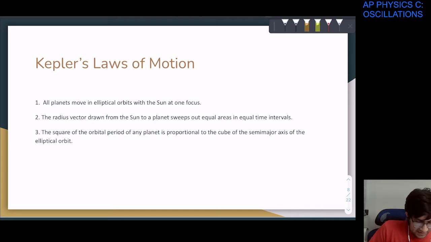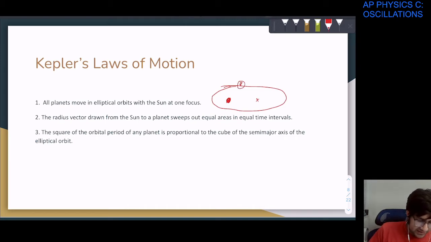So the first one is that all planets move in elliptical orbits with the sun at one focus. So you have one focus here, another one here, and you have an elliptical orbit. It looks something like this over here. And the sun is going to be over here, and you have a planet over here orbiting.